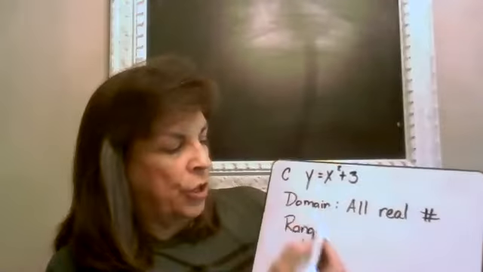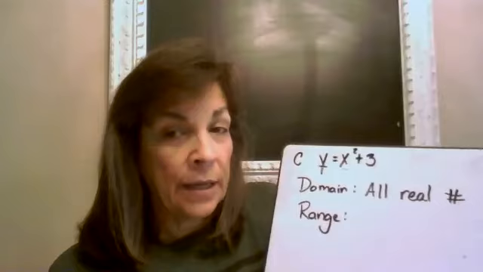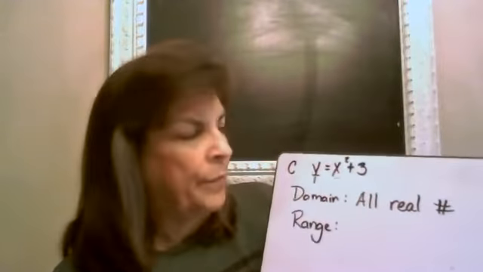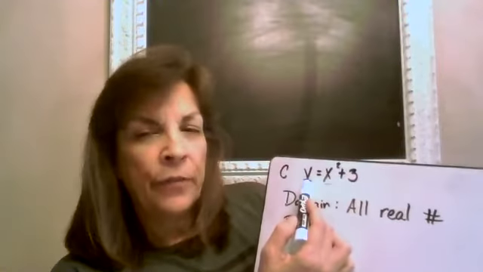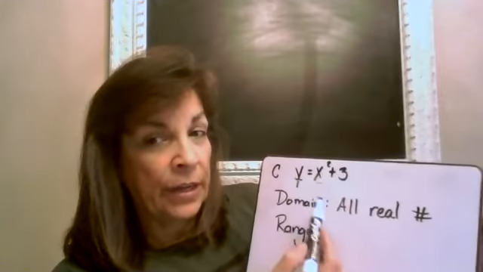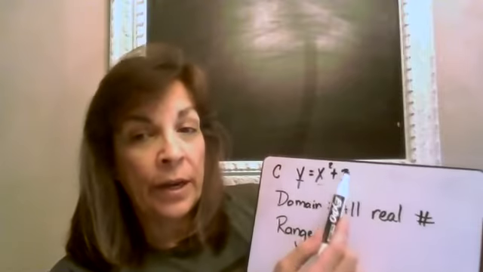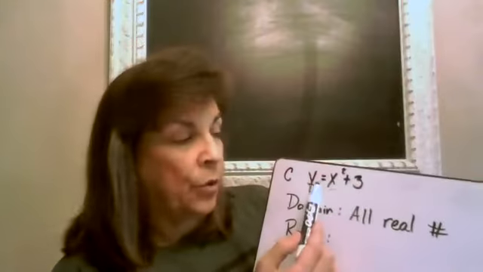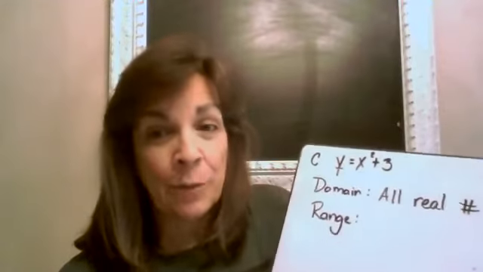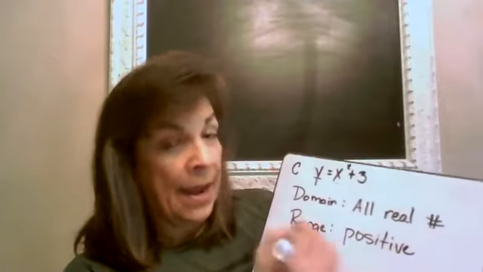Now let's look at the range. The range, remember, is our y value. So in other words, what number would ever be possible for my y? So let's look at it. Can I ever get a positive number? Yes. Can I ever get a negative number? Well, if I put in a negative number for x and it's squared, the negative goes away. So y cannot be negative. So we know y has to be positive. So we're going to say y has to be positive.